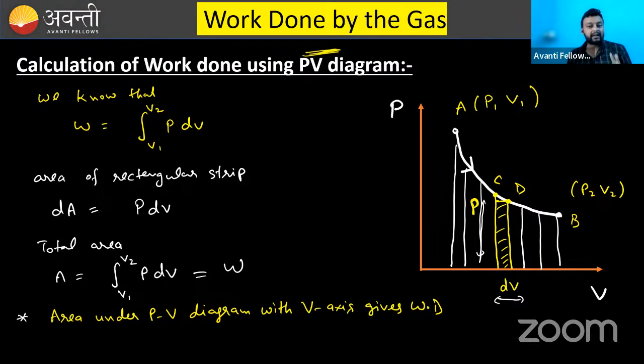Now again the same thing. You can calculate the area, but how to choose the sign, whether it will be positive or negative? You have to choose it by the direction of the arrow. If expansion is there, work done will be positive. If compression is there, work done will be negative. So the area under the PV graph with the volume axis gives work done. You need to keep it in your mind and make a punchline of that. So I think everything is sorted now.